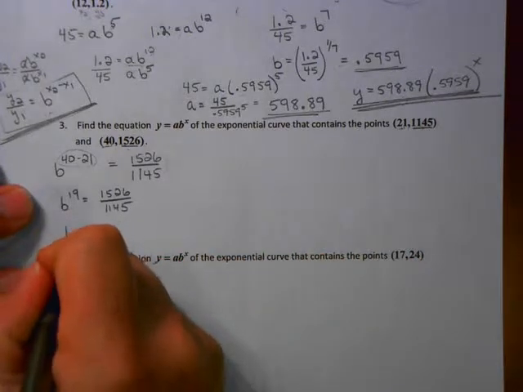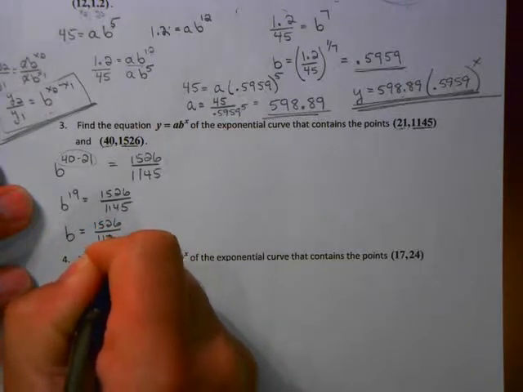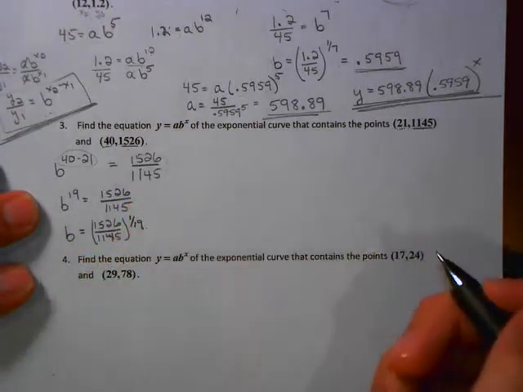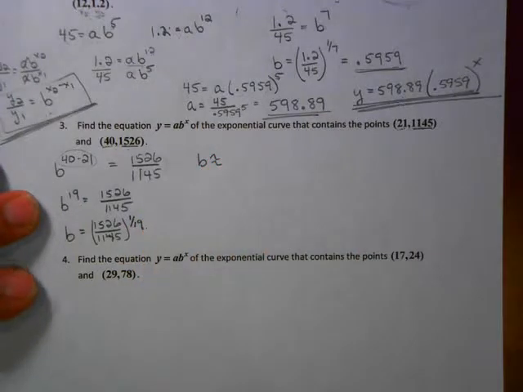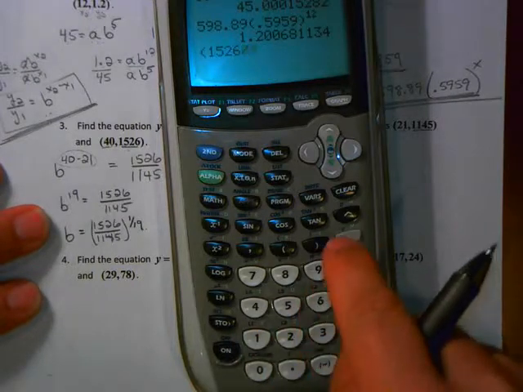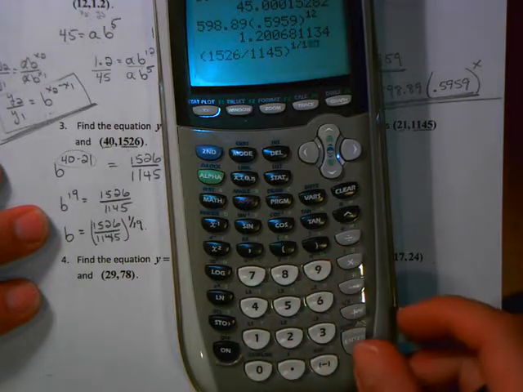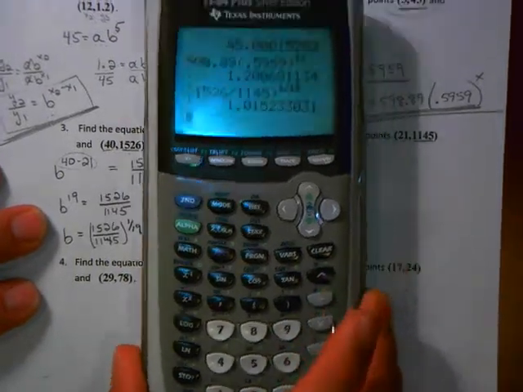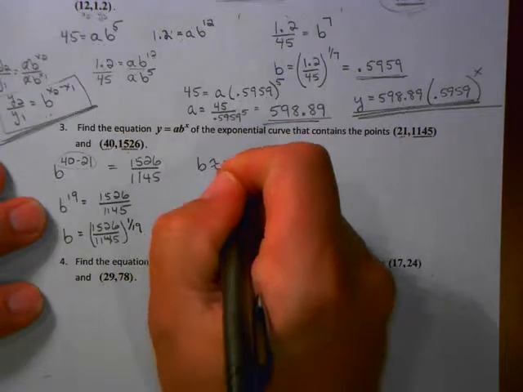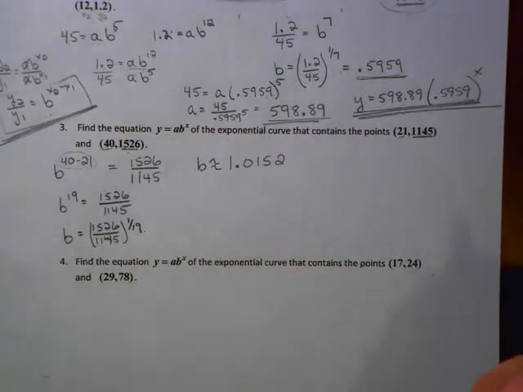Solve that for b. b equals 1526 over 1145 raised to the 1/19th. So b is approximately, if I'm using parentheses, 1526 divided by 1145 raised to the 1/19th, and we get 1.015. So I have my b.